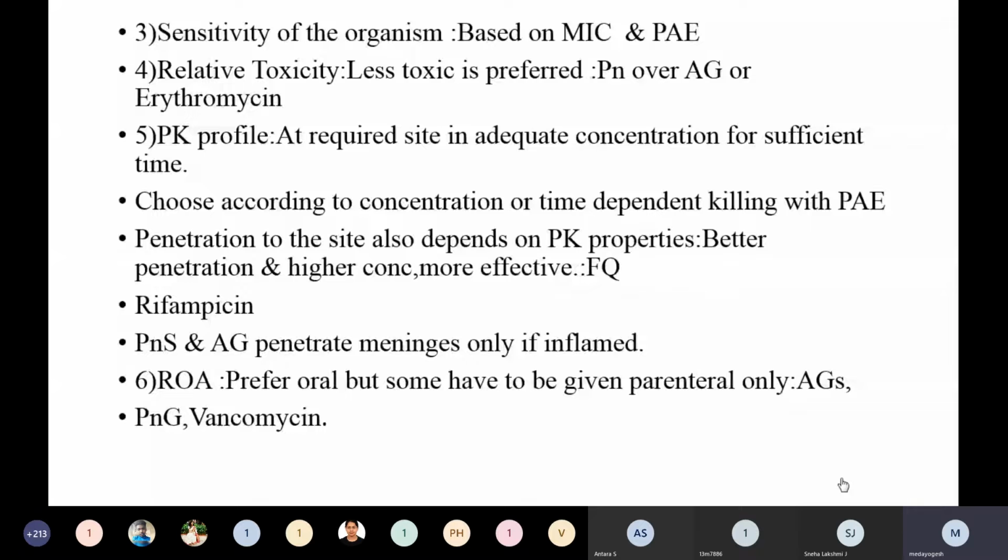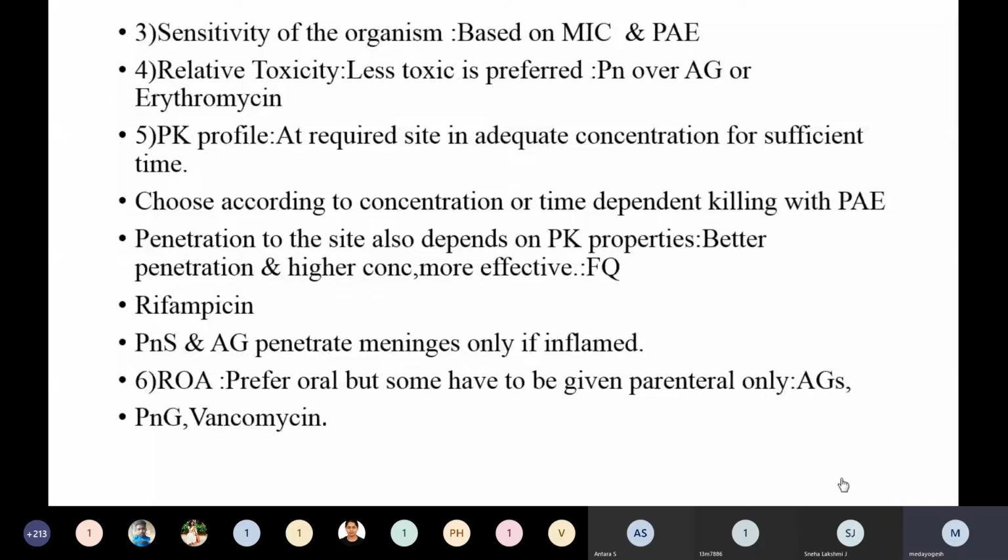Next factor is the penetration of the drug. Again, most of the drugs, as I told, do not penetrate deep tissues. Exception is your fluoroquinolones. So when you know that there is deep-seated infection like intra-abdominal infections or the patient having infective endocarditis, go for fluoroquinolones.